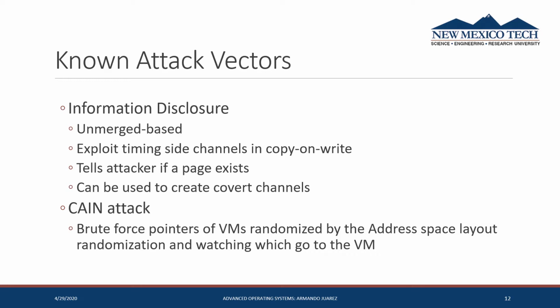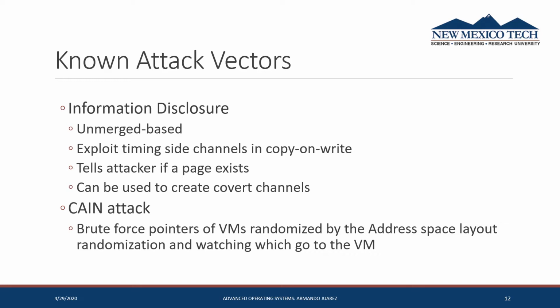Now, like described earlier, one of the classes is information disclosure. The premise of this class is that it is unmerge based, meaning it is when the pages are no longer fused that they can exploit some kind of timing side channel in the copy on write. What this allows them to do is tell the attacker if a page exists on the system. And this can be taken further to create covert channels. It can be taken even further to create some kind of fingerprint based on how the system itself reflects and communicates with the different fusions and unmergings.